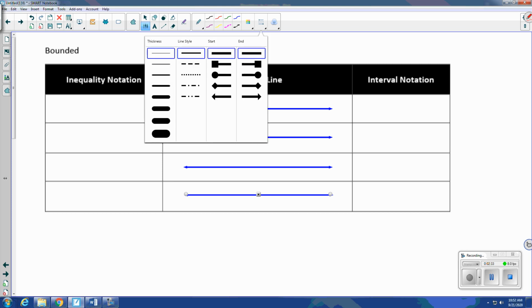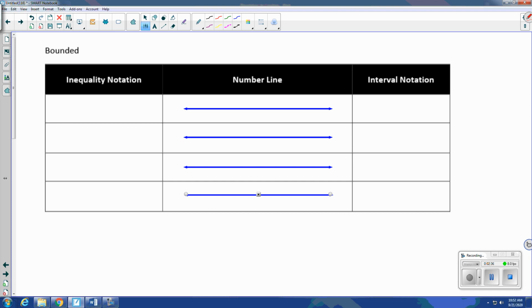So for inequality notation, you could have four bounded scenarios. Bounded means it's going to be between two real numbers. So the interval falls between two real numbers. And we're going to call them A and B, where A is less than B. So think A and B, say they're 1 and 5, where A would be 1, B would be 5. So we just want to write a general notation for all of these.